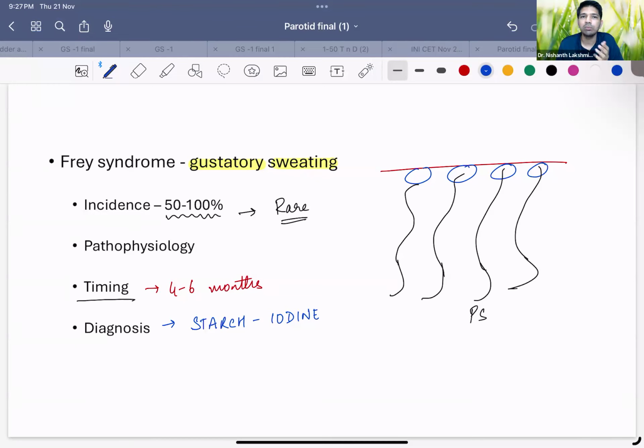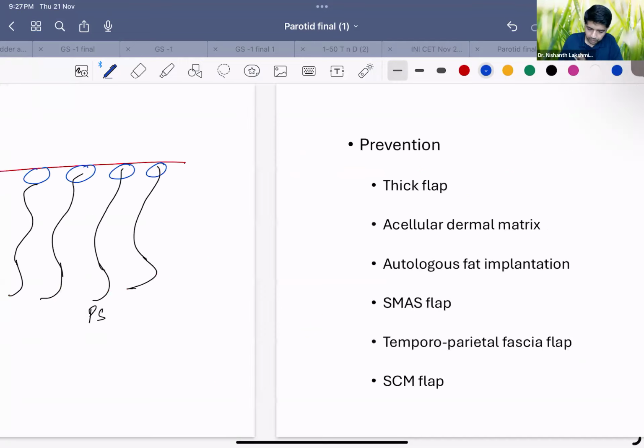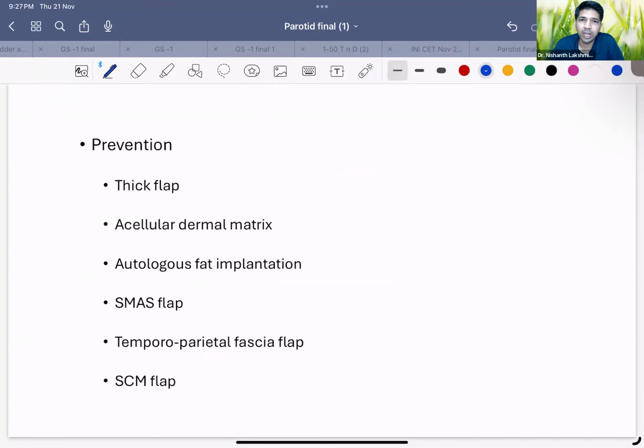And if it turns blue, it is a positive starch iodine test. It's called Minor's starch iodine test. That is a prefix to this. So if that happens, it is more likely to be Frey syndrome. Now, please note that Frey syndrome is best managed by preventing it. So probably that's not even the right terminology. The best is to prevent Frey syndrome rather than trying to treat it.